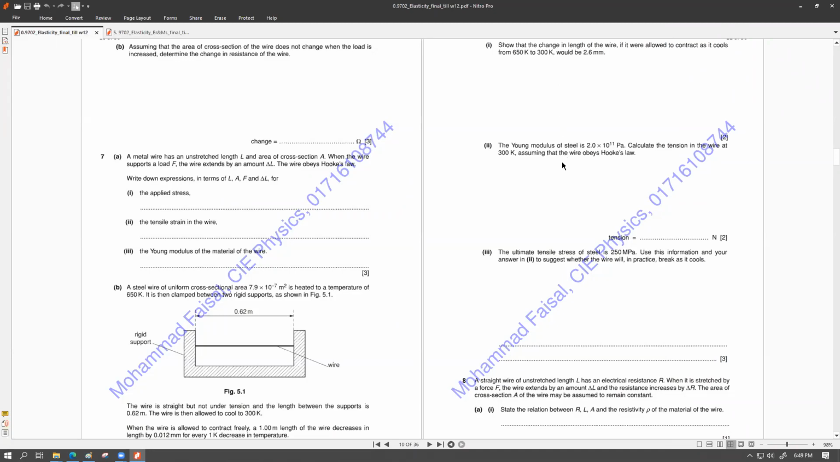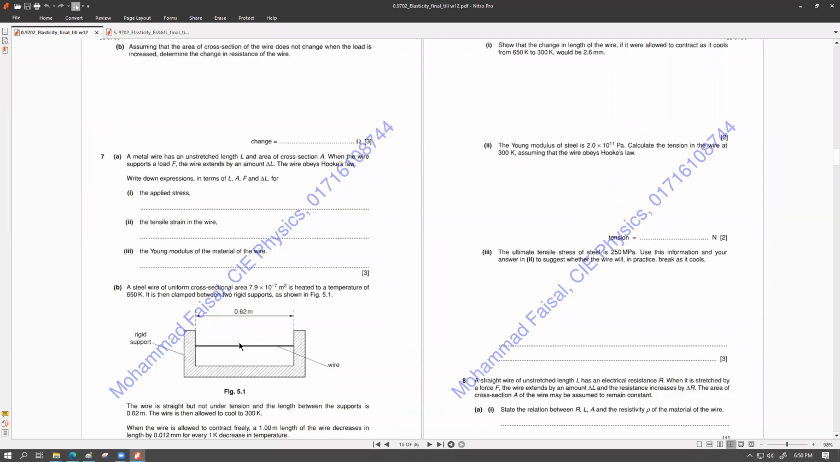Then it says the Young modulus of the steel is 2.0 × 10¹¹ Pascal. Calculate the tension in the wire at 300 Kelvin, assuming that the wire obeys Hooke's law. The reason they have mentioned this is so that you understand we are still operating within the straight line part of the force extension curve, or the straight line part of the stress strain curve. It's important because only within that part does Young's modulus equal stress by strain, and a fixed value of Young's modulus is applicable. The question has already given you the value of Young's modulus and the cross-sectional area information at the beginning.